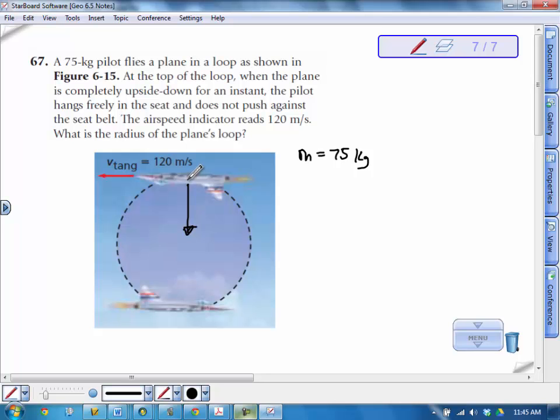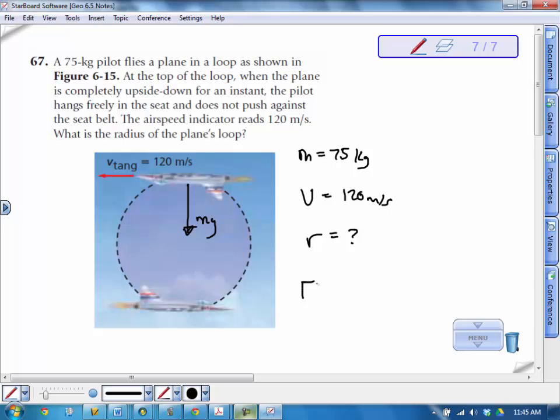He's basically in free fall at that point. And the free fall would be mg. That's causing him to accelerate towards the center of the circle. Okay. The airspeed indicator reads 120 meters per second. And the question is this time, what's the radius? So exactly like the clown going around the hoop in the other problem, but this time we're trying to find the radius instead of the speed.